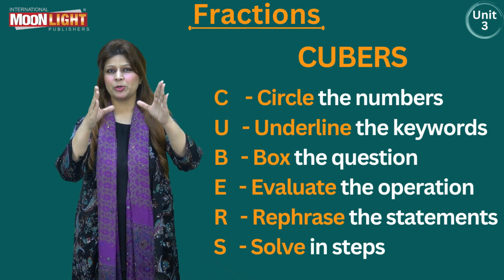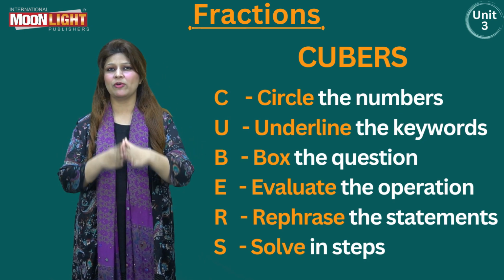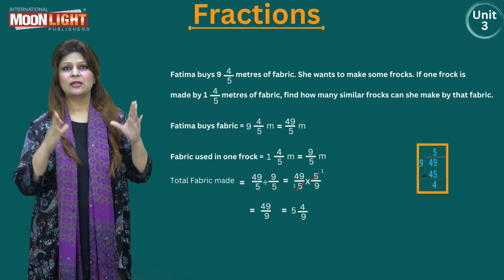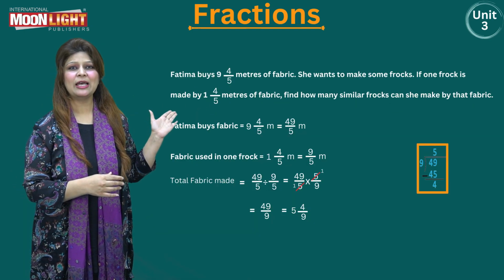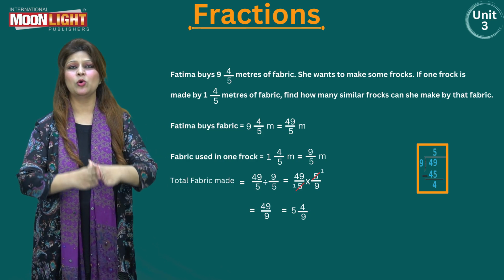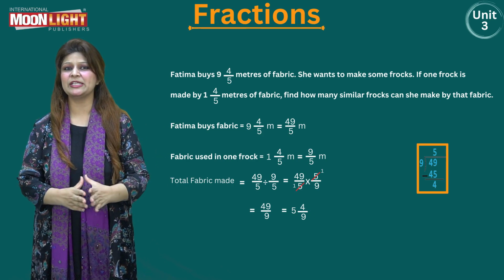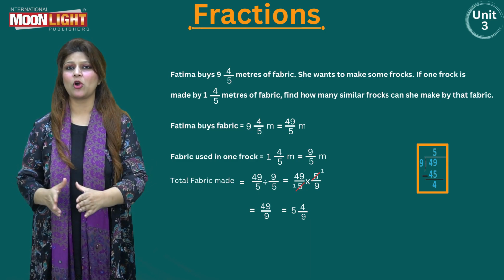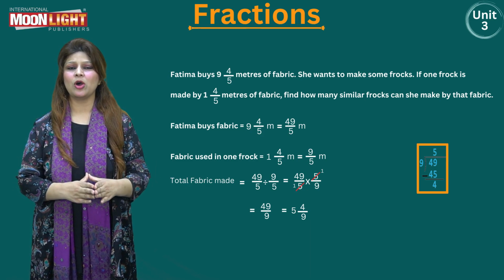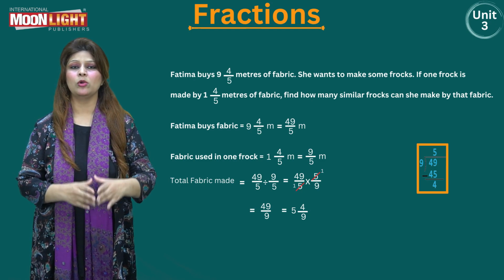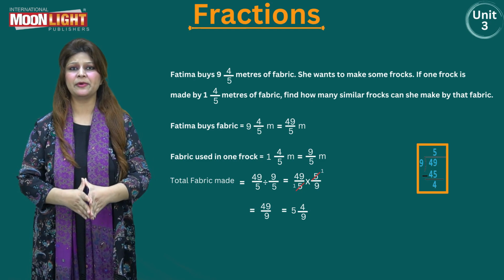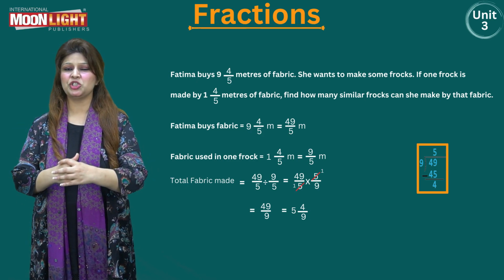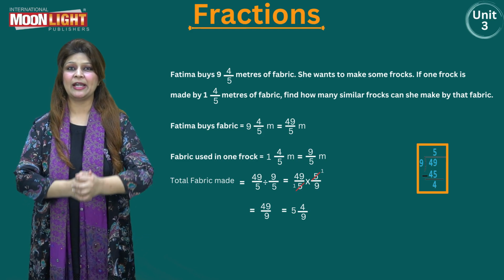So for the keywords method, we are going to solve one word problem or real life situation for you guys. Here it is. Let's solve this example. Fatima buys 9 whole 4 by 5 meters of fabric. She wants to make some frocks. If one frock is made by 1 whole 4 by 5 meters of fabric, find how many similar frocks can she make by that fabric.